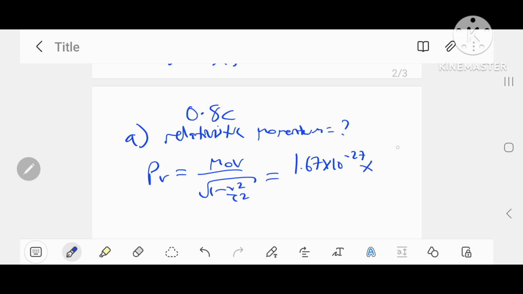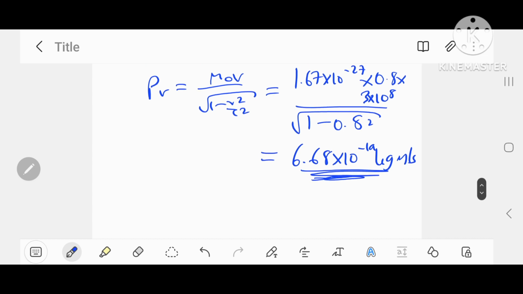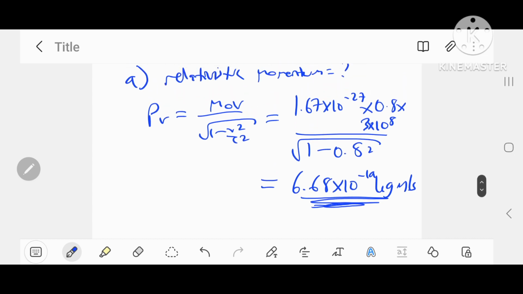Velocity is 80% the speed of light, so it's 0.8 times 3 times 10 to the 8, multiplied by the speed of light. Divide that by the square root of 1 minus 0.8 squared, because v over c, the ratio, is just 0.8 in this case. Apologies. And plugging that into your calculator, you get 6.68 times 10 to the minus 19 kilograms meters per second. So it's quite small because protons are quite small. That's just a sanity check there. Makes perfect sense. And that's how you use the relativistic momentum formula.